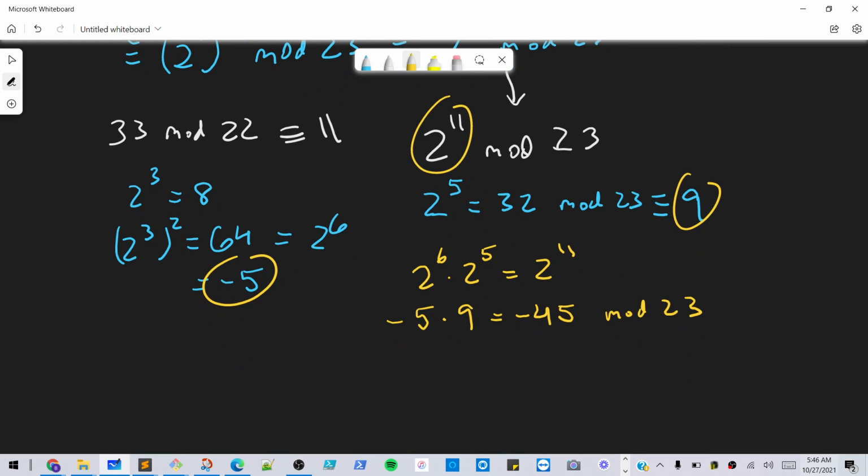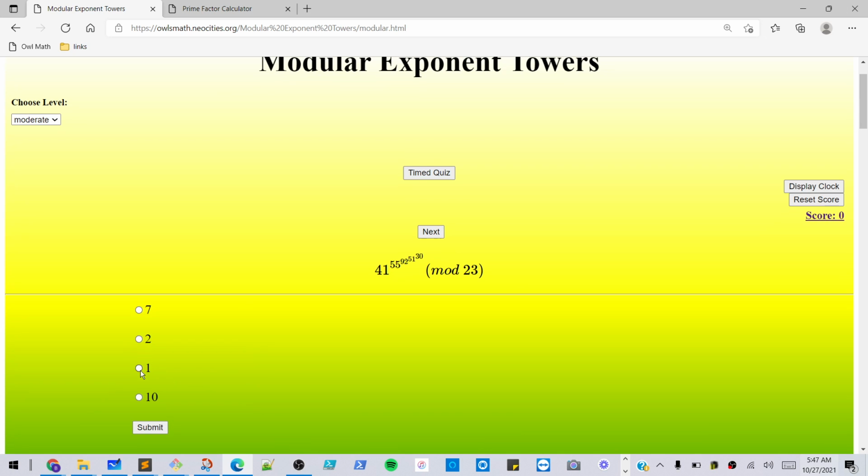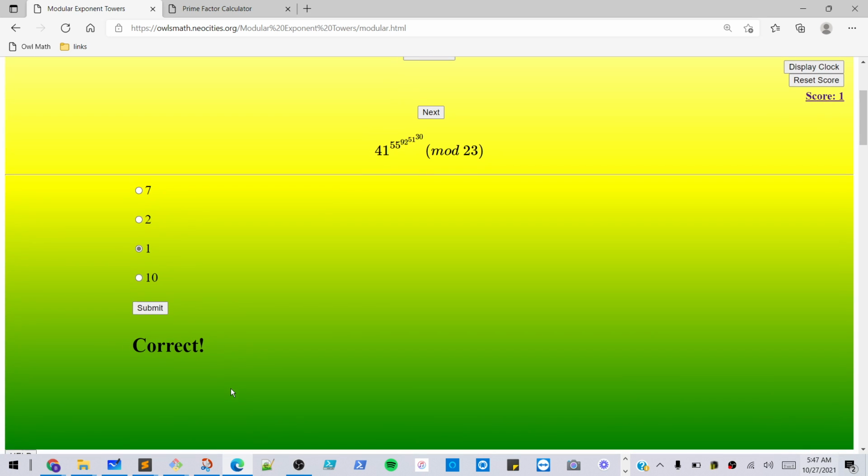And then just remember, this is saying a multiple of 23, so we could add any multiple of 23. I'm going to add 2 times 23, and that's going to be 46 minus 45 equals 1. And that should be our answer. So let me check that over on the quiz. We're saying it's a 1. That's correct.